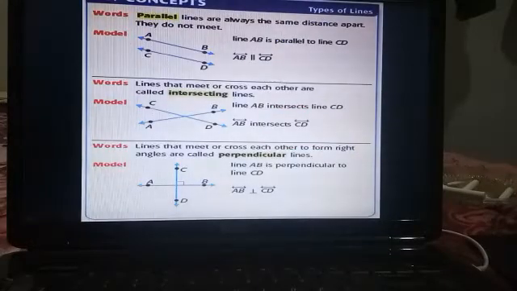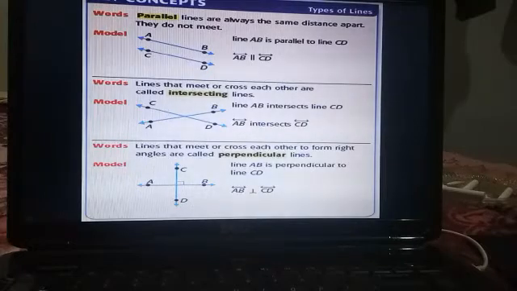Now the word parallel lines. Parallel lines are two or more lines in the same plane which do not meet. Means they do not intersect each other. They do not meet. They are considered as parallel lines. Here is the model. AB and CD are two parallel lines. The distance between AB and CD is always the same however far they are extended.